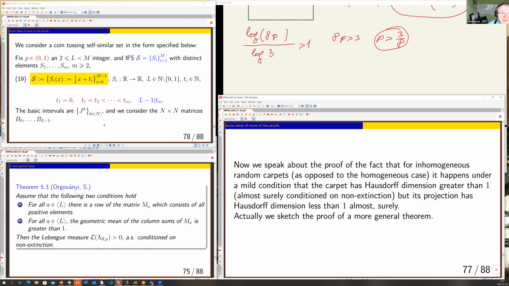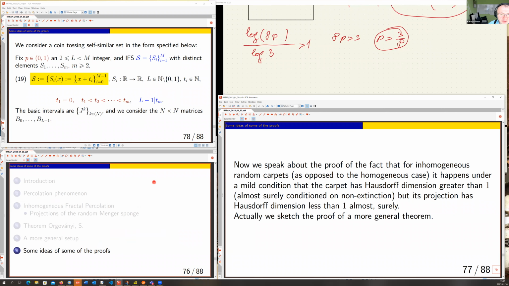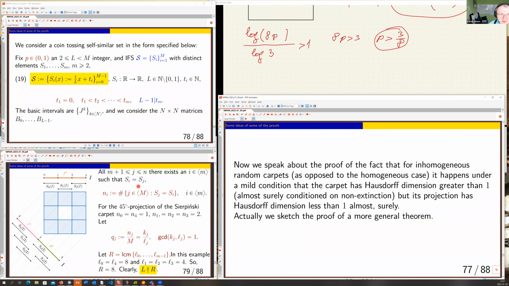You can achieve that. And then we consider the basic intervals, what I have already explained. Like in this situation, as I mentioned, when you project to the coordinate axis, then there is only one basic interval. Otherwise, there are always more than one basic interval. We need an assumption, a little bit complicated assumption.